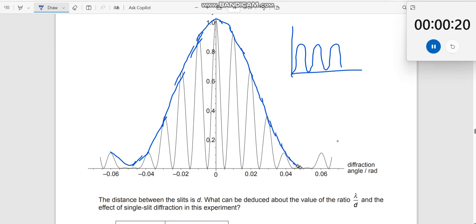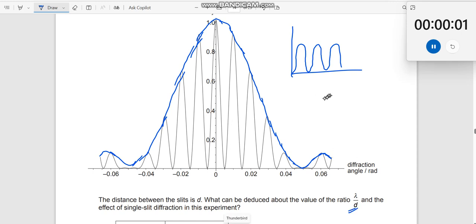Where do we find these kinds of curves? We see this in the case of a single slit experiment, right? That's what we see. Okay, but it's a double slit experiment, right? Distance between the slits is d. What can be deduced about the value of lambda by d and the effect of single slit diffraction in this experiment? Okay, so now I want lambda by d.